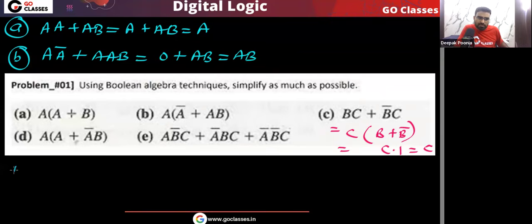Now let's see option D. That is, just multiply inside. A A, that will be same as A. A bar B, that will be 0. So finally you will get A.